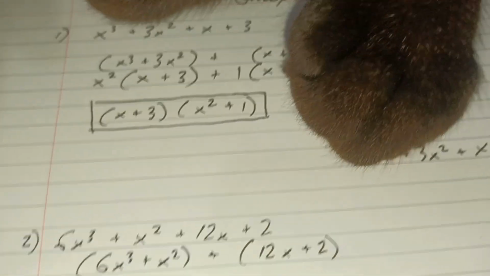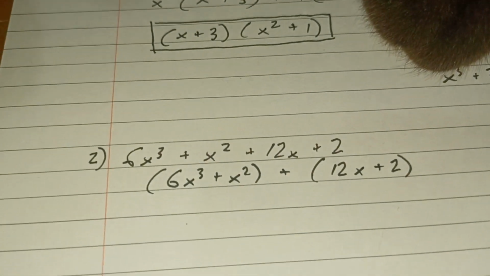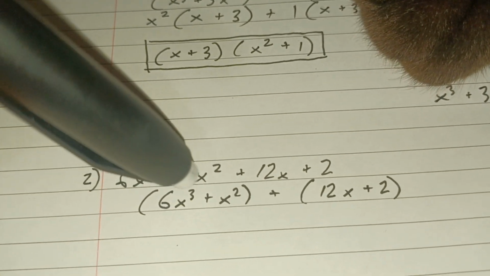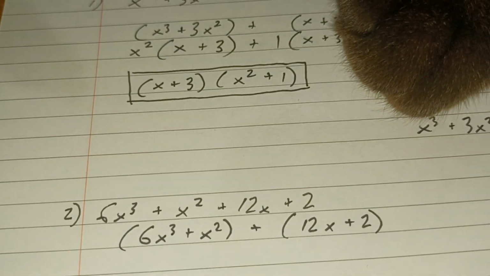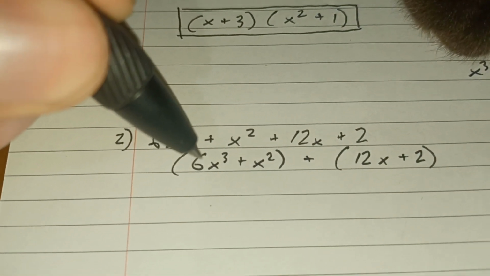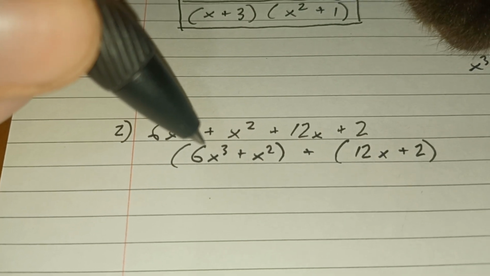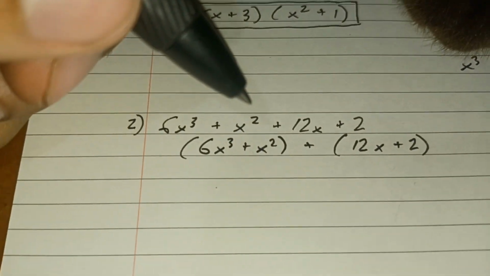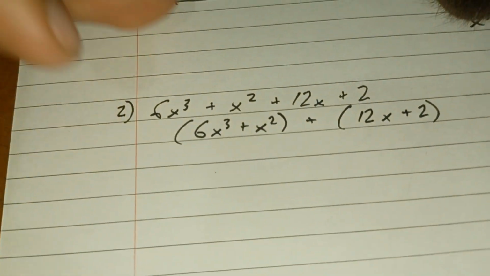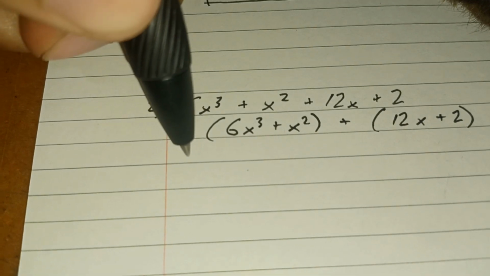Again, we factor out what they have in common. So 6x cubed plus x squared, again, they have an x squared in common because you can take out an x squared from 6x cubed, as well as you can take out an x squared from x squared. I'll show you if we use the distributive property. So we have x squared.